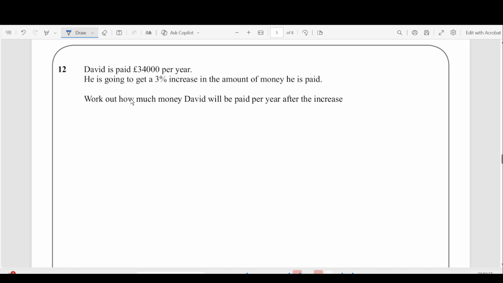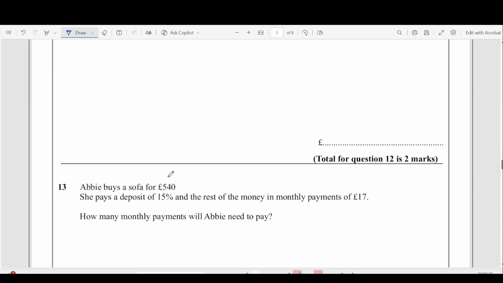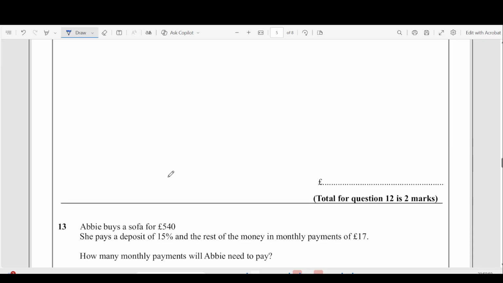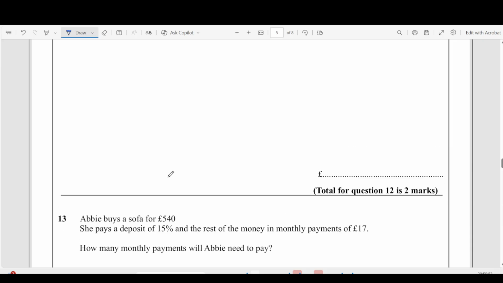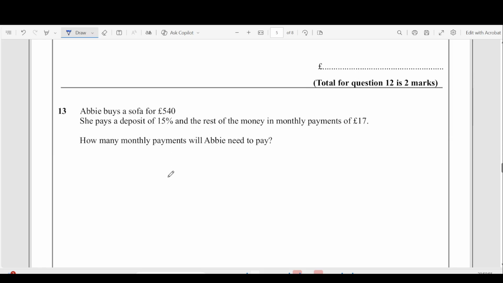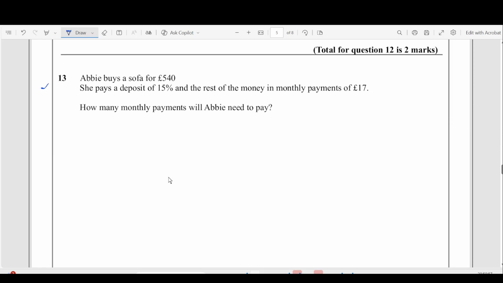Read the next question. Question number 12. Okay, have you learned percentage increase? I think you haven't learned it so far, right? No, you didn't. Let's try number 13 because we can do this one. Yeah, read the question.